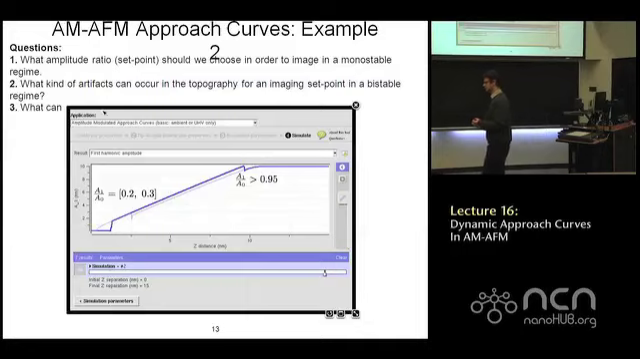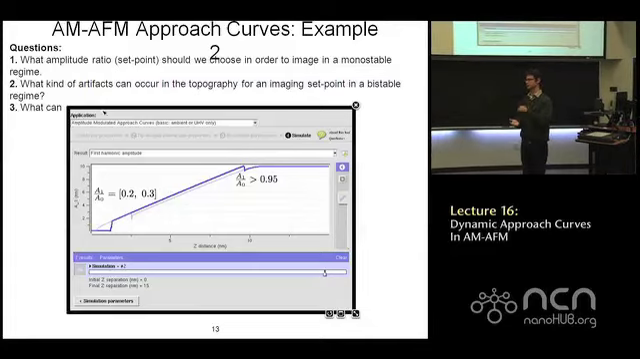You think if you take an image, you're basically making a mapping of interaction forces. If you're using long-range forces, they're coming from a larger region of the sample. So when we're tapping on the repulsive forces, we probably get a better resolution image.